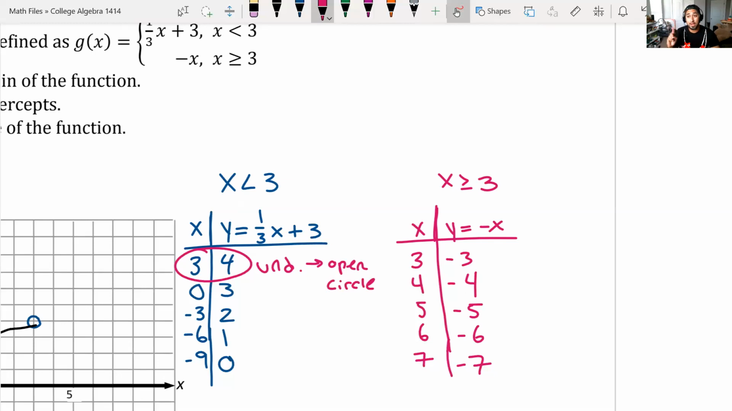Okay, and now this time, look at the restriction. Greater than or equal to 3. Can we use 3 on this one? And that answer is yes. This point will be defined, meaning it will be closed.